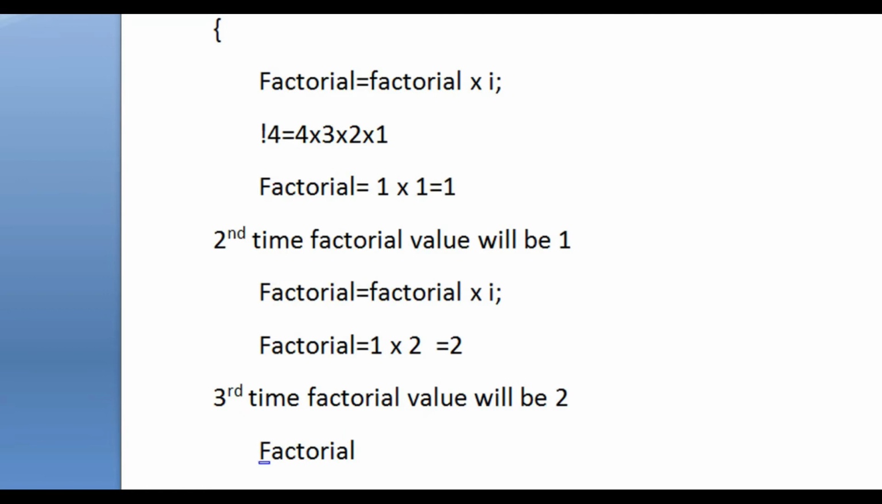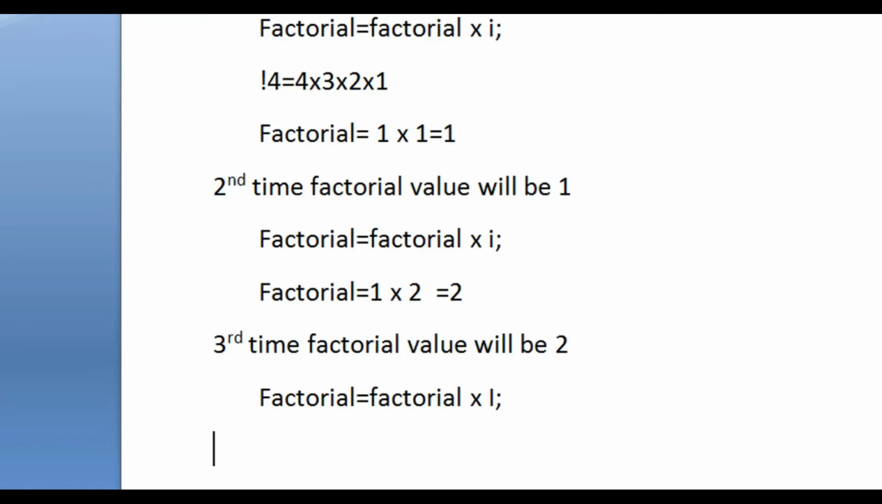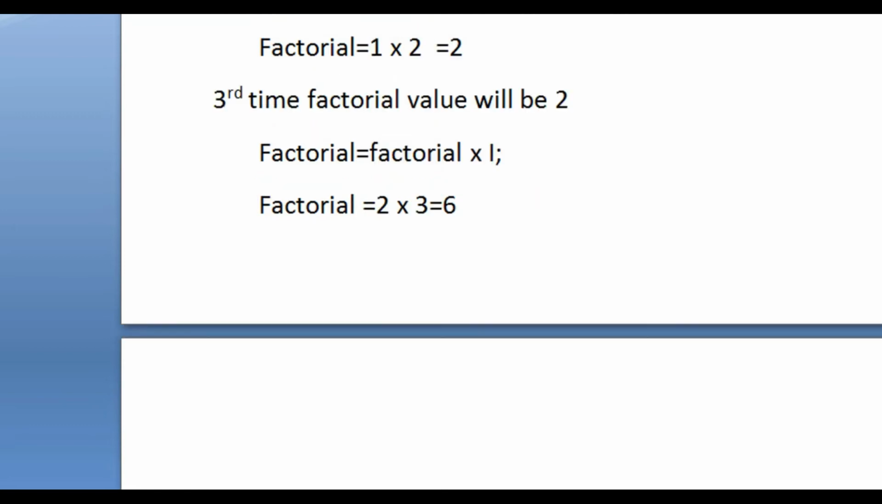Now let's do it again for factorial and I. Now tell me what is the value of factorial? It is 2. Okay, and multiply by I. So what is the value of I? It is 3. Okay, so 2 times 3 is 6. Now in the fourth time our value is 6.